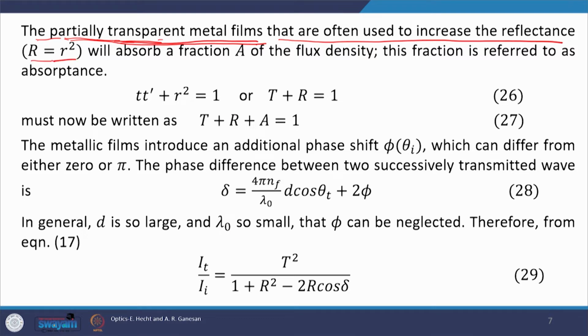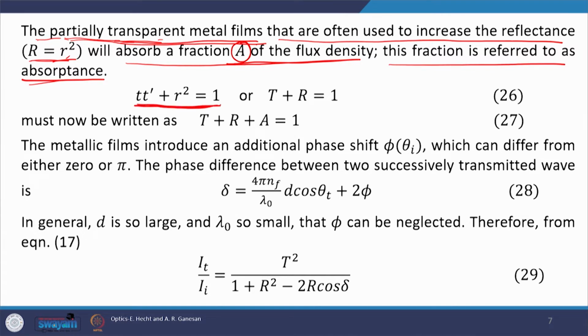So the statement says that partially transparent metal films are often used to increase the reflectance. Small r is the amplitude reflection coefficient and capital R is the intensity reflection coefficient, or irradiance reflection coefficient, and they are related through this relation: capital R is equal to small r square. The metal will absorb a fraction A of the flux density, meaning some part of the intensity will be absorbed into the metal, and this fraction is referred to as absorbance.